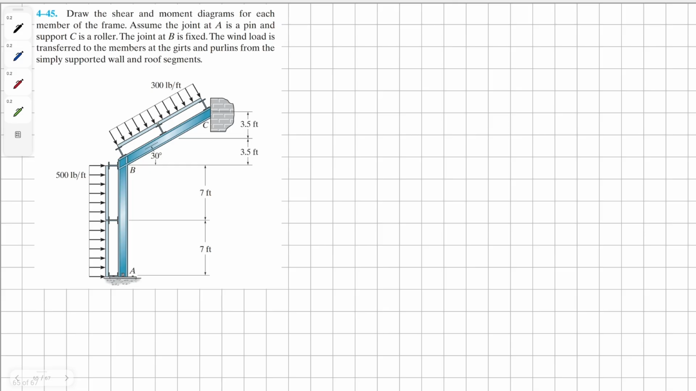segments. To solve this problem, we'll be solving it in individual sections. Let's draw the free body diagram of member AB. A is a pin connection. At A, it's going to exert 17.5 pounds of force. In the center, there's going to be 3,500 pounds of force. And on the top section at B, there's going to be another 1,750.